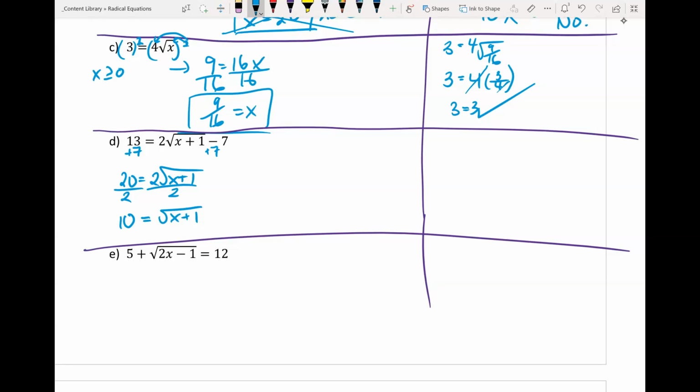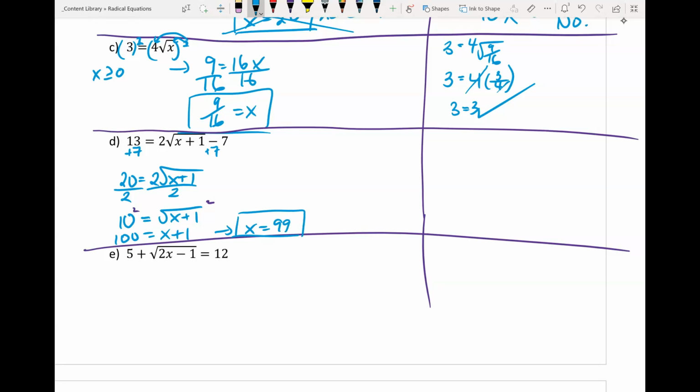And then now this question looks pretty similar to A, where I can just go ahead and square both sides like this. 10 squared is 100, and then the square and the square root are going to cancel out, we're left with x plus 1. Moving the plus 1 to the other side, or in other words, subtracting both sides by 1, we're going to get x equals 99 as our answer.